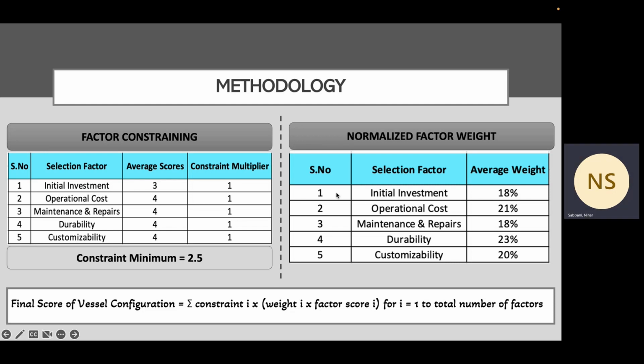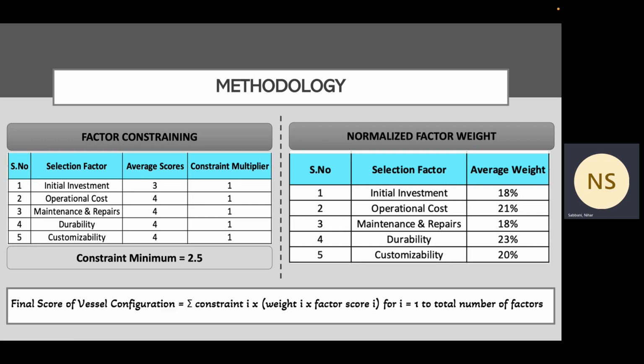Post that, we also worked out the normalized weight and the percentage accountability of each factor on an overall basis. For initial investment, it's 18%. For operating cost, it's 21%. Maintenance and repairs is at 18%, durability is at 23%, and customizability at 20%.